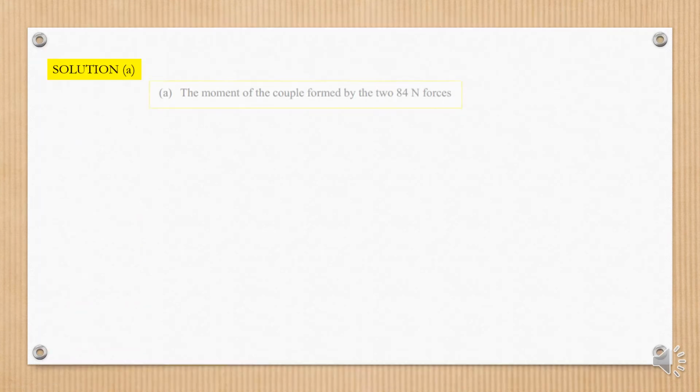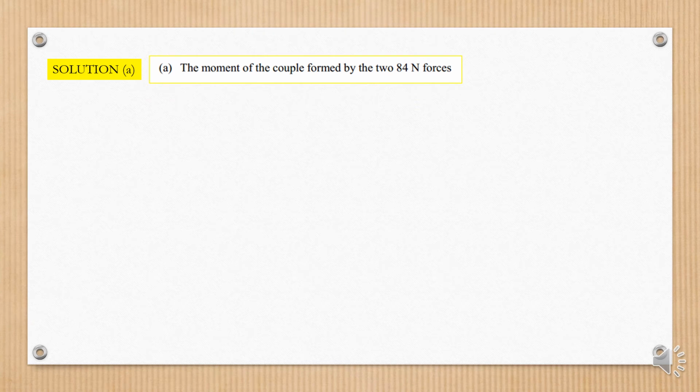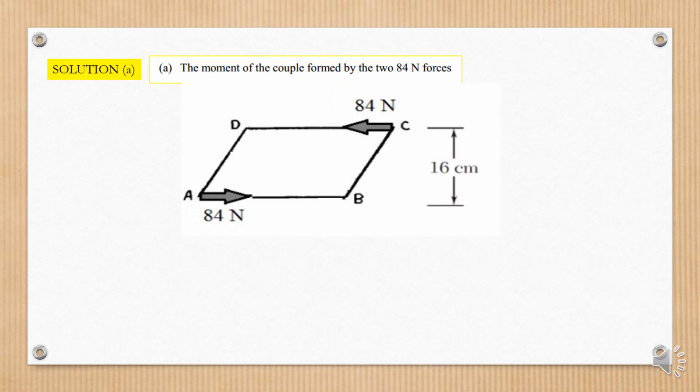Okay, let's solve for question A. Question A requires you to determine the moment of a couple formed by two forces of 84 Newton. Let's take a look at the diagram here. We know that the moment can be determined by force times perpendicular distance d. The force value is 84 Newton.